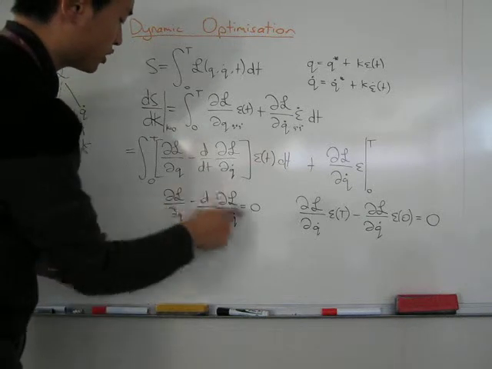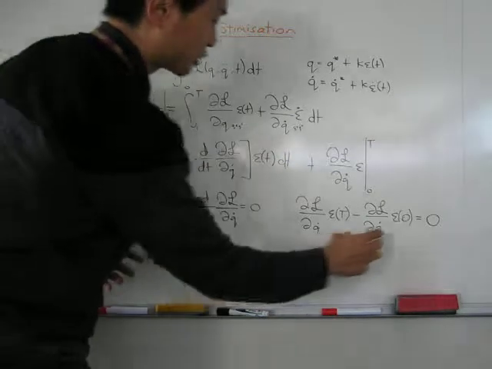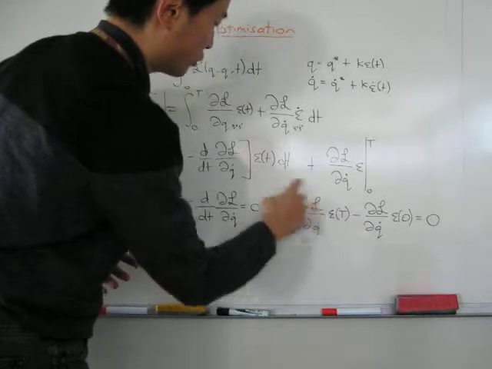This is called the Euler-Lagrange equation. This is called the start point and the end point condition.